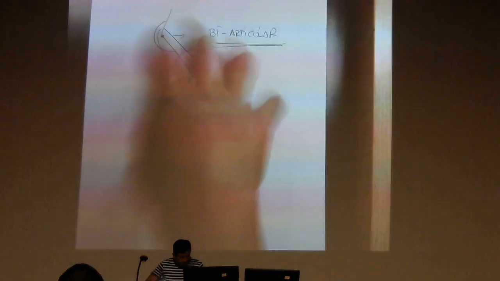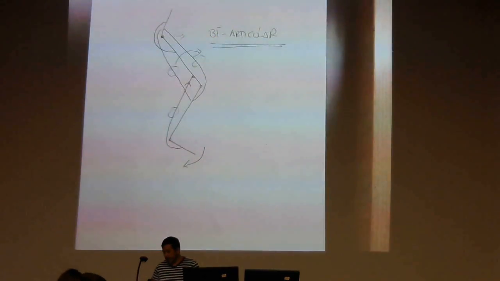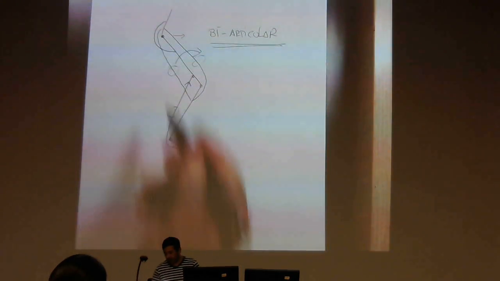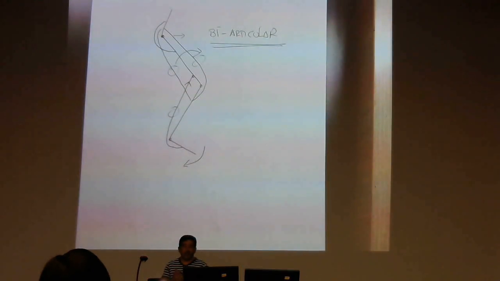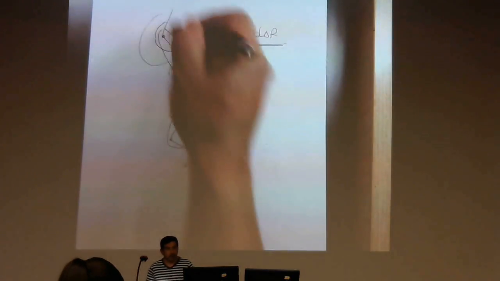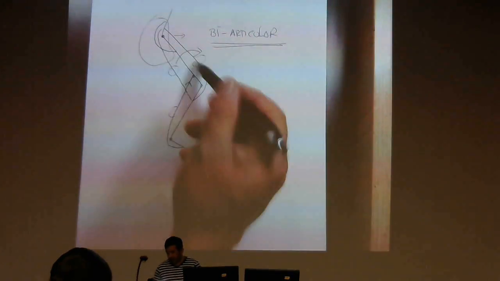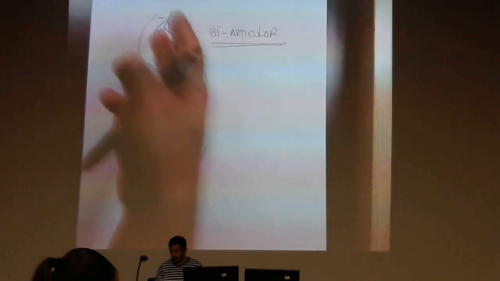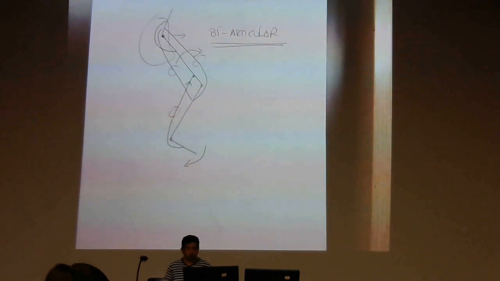So biarticular muscles are wonderful units. They have the main characteristic that the length of them does not change as much as the length of muscles that cross one joint. If we think of the lower limbs, the typical muscles that cross one joint obviously are the gluteus maximus, the vasti, soleus, tibialis anterior, and so forth. They only cross one joint, while we have the biarticular muscles crossing two joints.